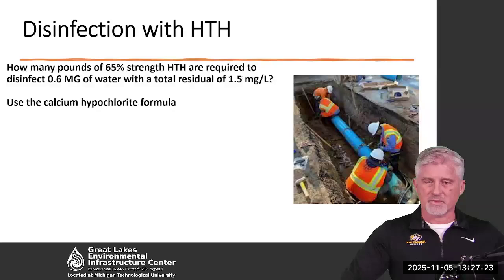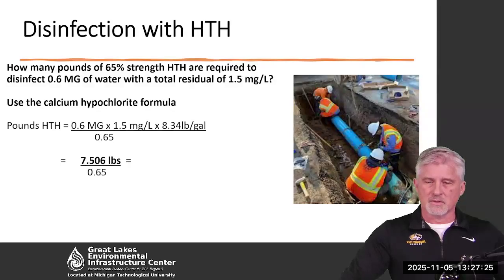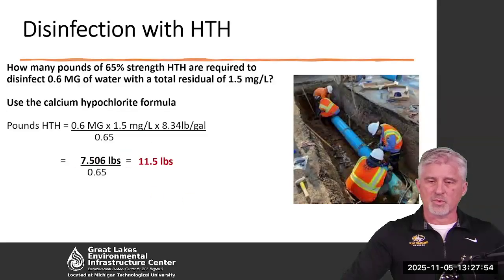Using that formula for calcium hypochlorite, our pounds of HDH are equal to the 0.6 million gallons of water times the 1.5 parts per million, our total residual, times the 8.34 pounds per gallon, the weight of water, divided by 0.65, because it's 65% strength. When we do that, we get 7.506 pounds over 0.65, or 11.5 pounds of HDH.